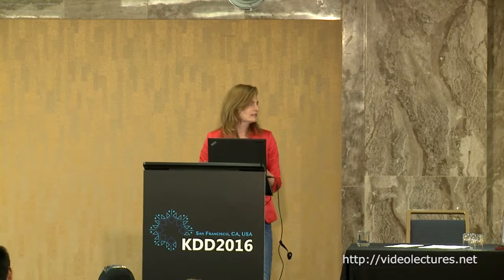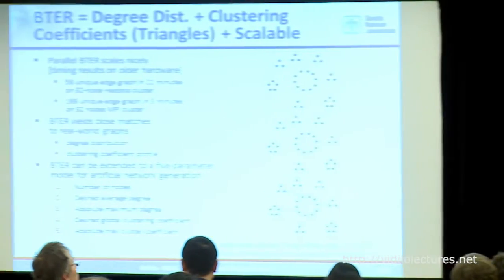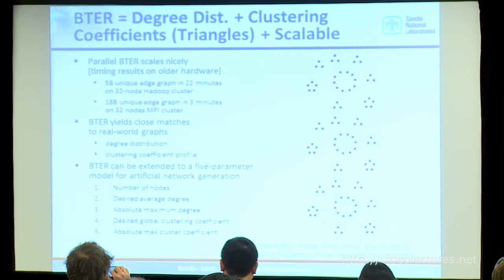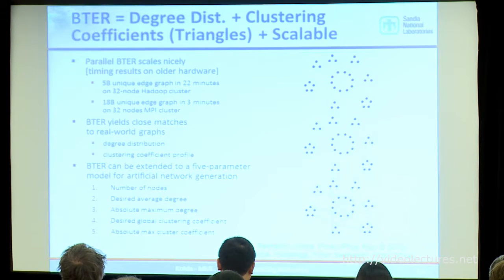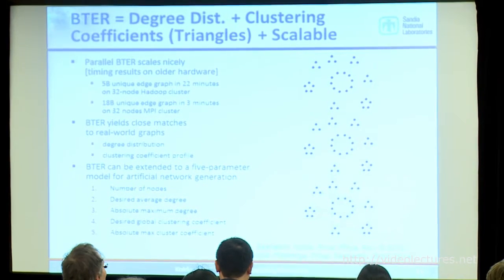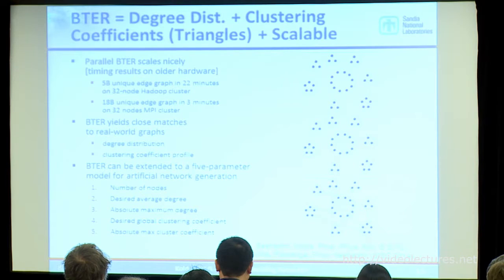So the BTER model is sort of combining degree distribution and this clustering coefficient notion, which is measuring triangles. And then we're trying to also be scalable. So on Hadoop, we were running in 22 minutes on 32 nodes. But Hadoop is kind of slow. And actually, the version we were using back then was really slow. And so we also just tried it on an MPI cluster with 32 nodes. And then we could generate a bigger graph with 18 billion edges in 3 minutes. And that wasn't even, it was a good programmer, don't get me wrong, but we didn't really spend a lot of time making that efficient. So it's pretty easy to make this a very efficient and scalable method. It comes close to real-world graphs.